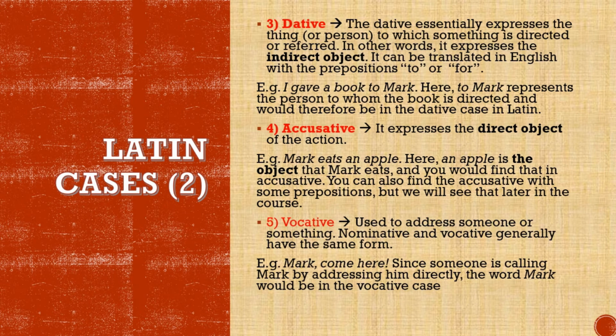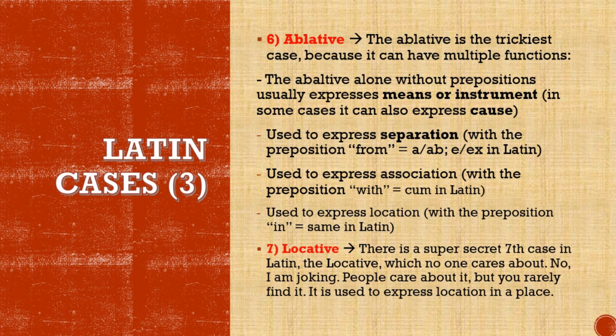Then we have the accusative. So the accusative is very easy because it always expresses the object. You can also find it with certain prepositions such as ad, per, ob, but we will learn it later in the course. Then we have the vocative, which is very easy because it is used when you directly address someone. For example, if I say, "Mark, come here," since I'm directly addressing Mark, Mark would be in the vocative case.